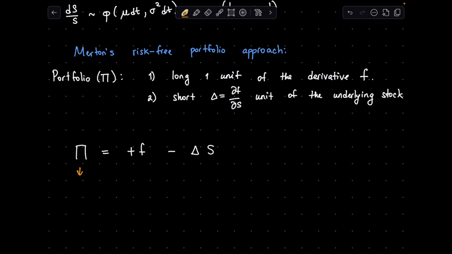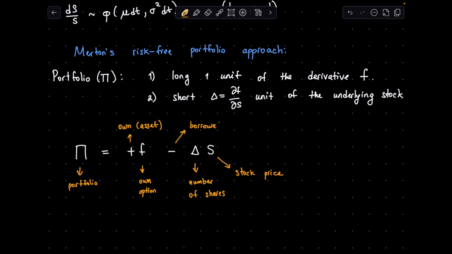The signs can be tricky here. In this portfolio, we have one long of the option, which means we own the option. In other words, it is an asset to us, so we put a positive sign in front of it. Next, we said that we shorted delta units of the stocks. This means that we have borrowed delta units of stocks and then sold it at the market. So we don't actually own these stocks and need to deliver them back at some point in the future. In other words, this is a liability and we need to put a negative sign in front of it.